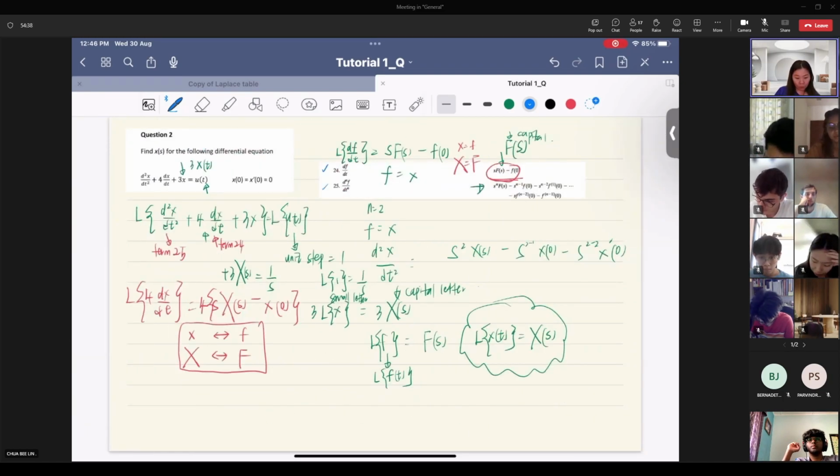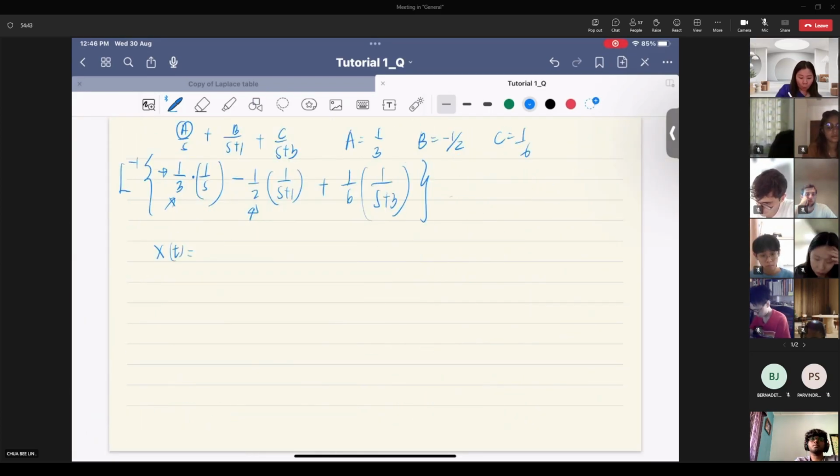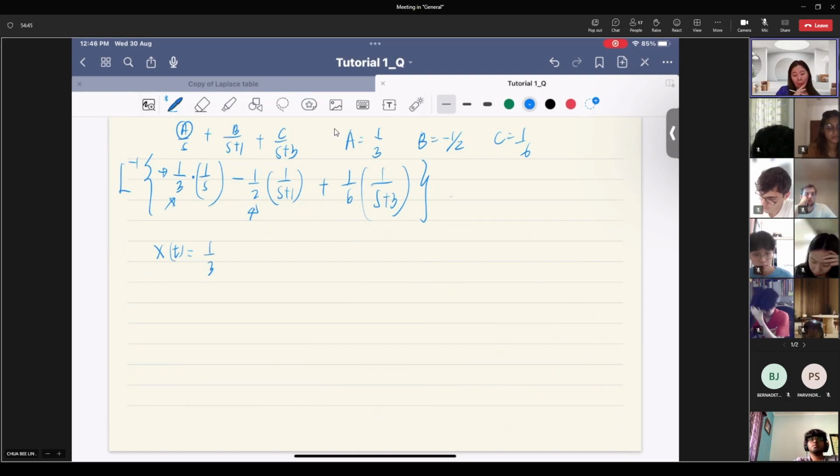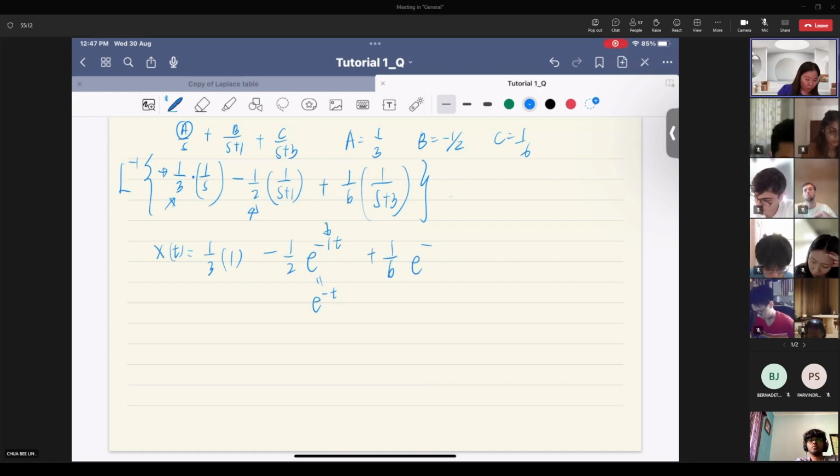So just now, the few questions we have done. This is the second question. So now we have 1 over 3. The inverse Laplace of 1 over s will give you 1. Then negative 1 over 2, and this one will give you the answer of e to the negative 1t. We do not write the 1 there, so it will be just e to the negative t. We don't include the 1 there. Okay, and then plus 1 over 6, then we will have e to the negative 3t.